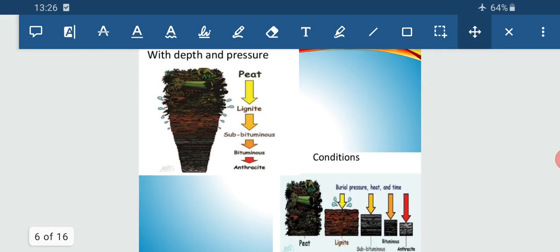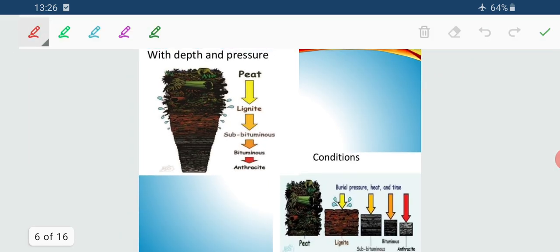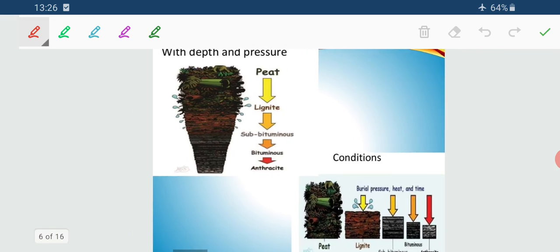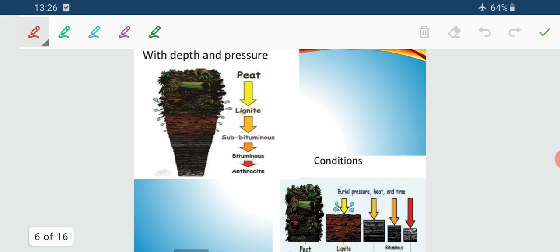Now I am just displaying one picture where you can find out how the coal is formed. Now which type of coal? We are having four categories of the coal: peat, lignite, bituminous and anthracite.